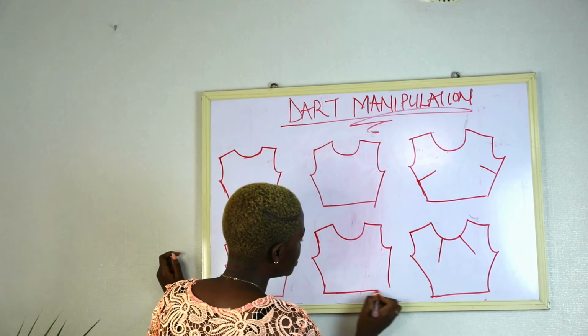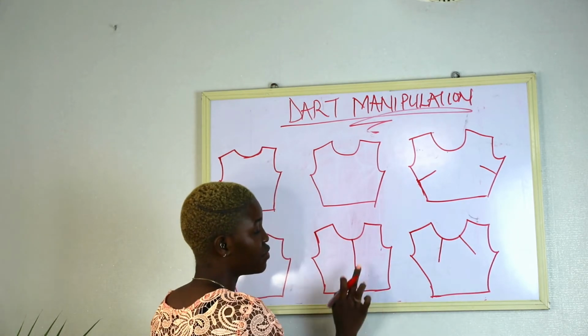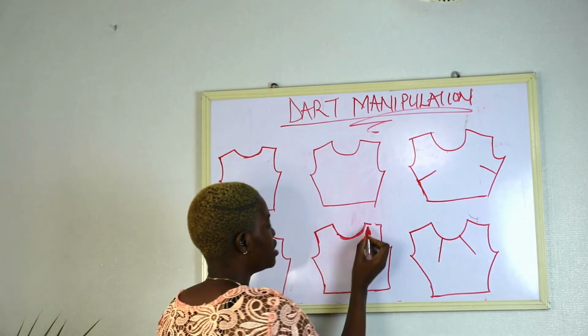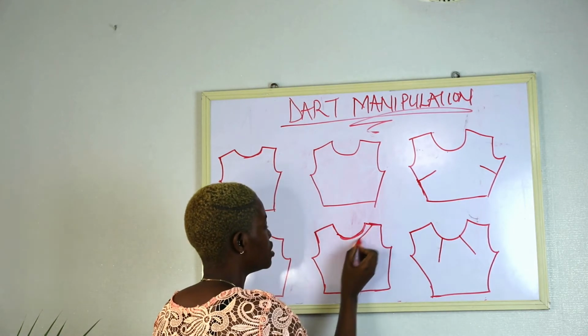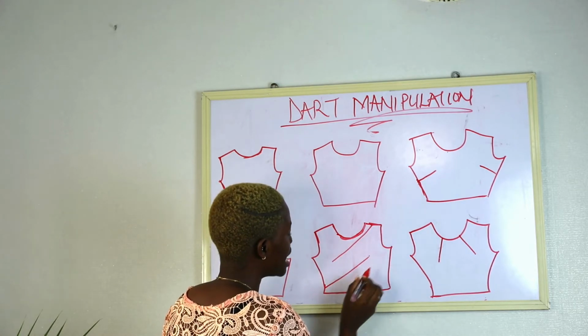What I mean by asymmetrical is that when the dart on the left side is different from the position of the dart on the right side. So let's say I want to have an asymmetrical dart on this body. So I'm going to bring one from the mid shoulder and then one from the side seam.